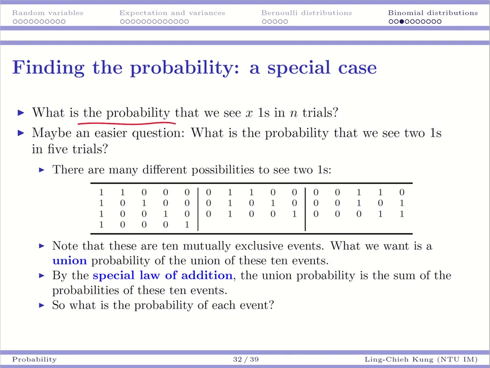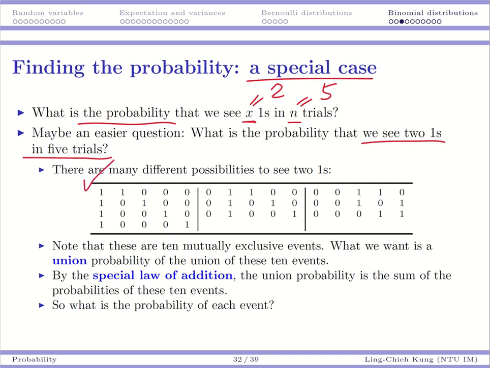So now let's try to see how we may derive all those probabilities. What is the probability for us to see x ones in n trials? We toss a coin n times. We want to ask, what's the probability for us to see x heads? Okay, so let's start from an easier question, a special case. Let's say n is 5 and x is 2. We want to see the probability that we see 2 ones in 5 trials. Suppose that's the case, then let's ask ourselves, if we do 5 trials, what are all the possible ways to see 2 ones?